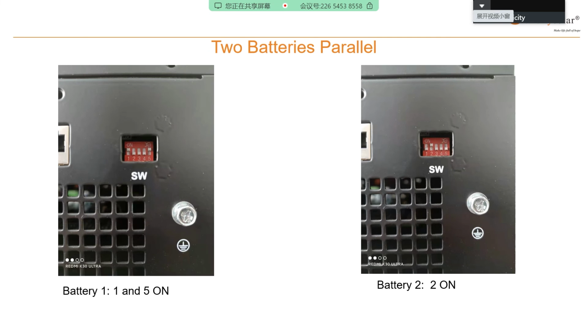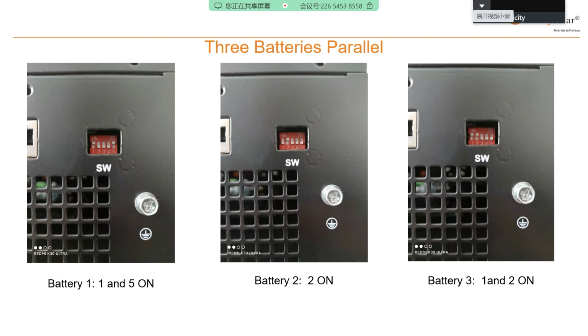Here I show you the DIP switch. Okay, 2 batteries in parallel. You can find this DIP switch on the left or right side of the battery. You will see the SW, which is the switch. If you have 2, you need to turn on 1 and 5, and for the second one you only turn on the 2. After you set this, you need to restart the battery, to let the BMS board recognize it again.